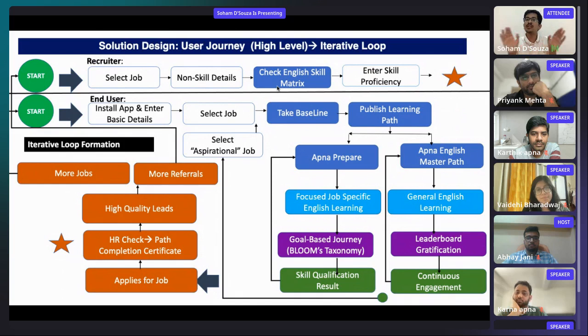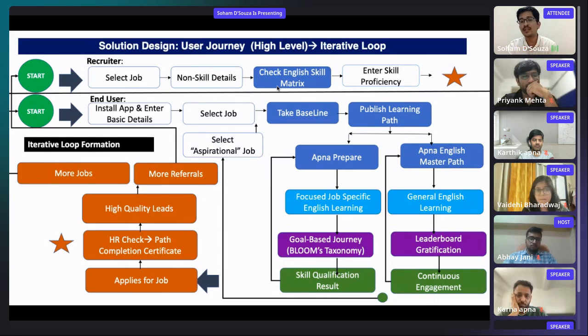So I did a solution design. As a process consultant, I like to see things from a solution point of view, from an entire network point of view. So this is a network that I am suggesting. The first thing, given that the person selects a job, is that it is very important that the person takes a baseline. The baseline is the only way in which you can quantify any learning outcome.